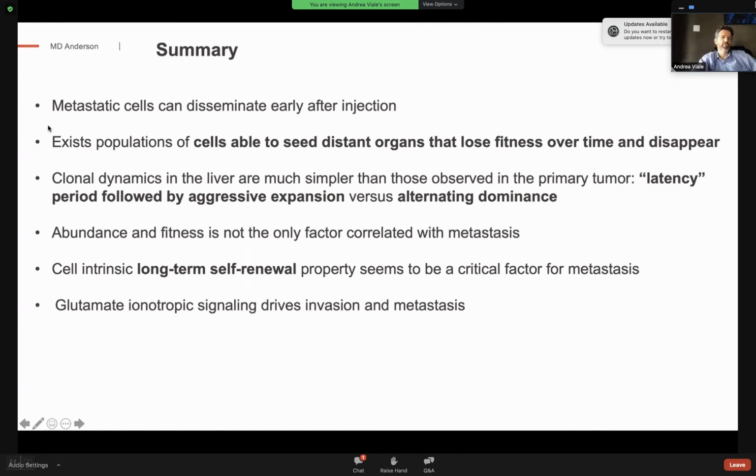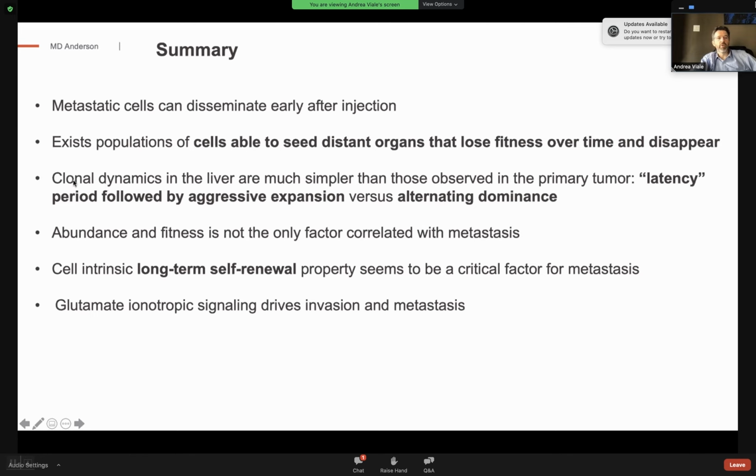So we demonstrated that metastatic cells can disseminate early after injection in vivo, and that there exists a population of cells able to seed distant organs, that at some point lose fitness over time and disappear. This was a little bit unexpected, because it looks like we have waves of seeding in distant organs.